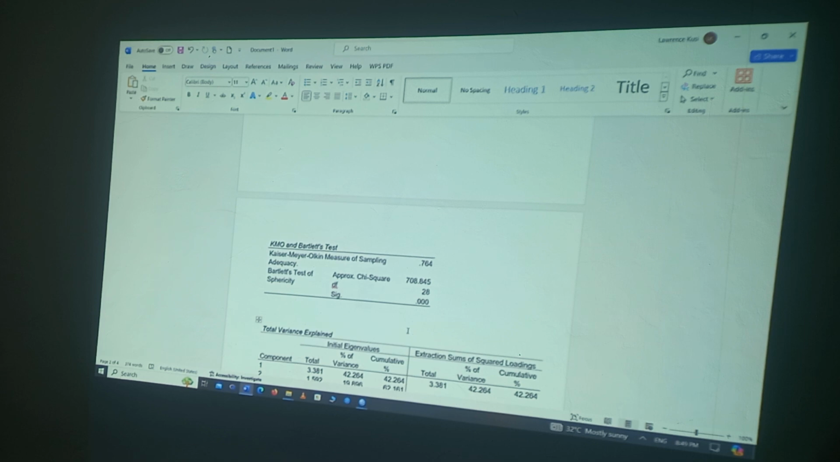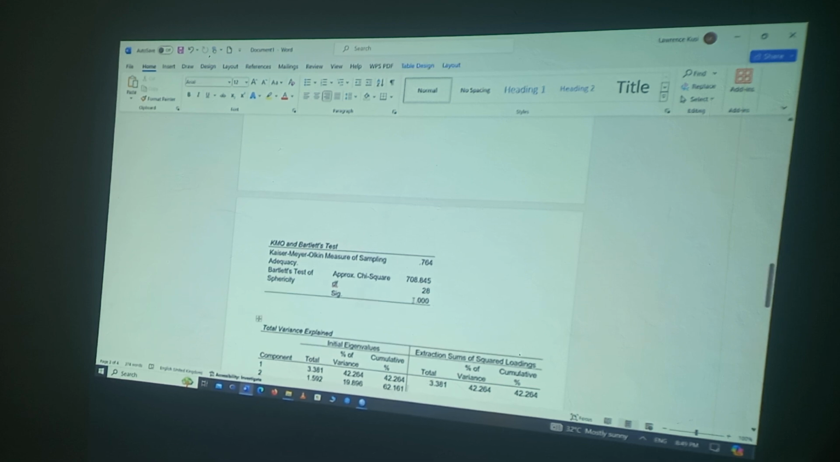It is? Are you sure? I said that if the sig value is above 0.05, then it is identity matrix. If it is below that or equal to 0.05, look at the sig value, it's significant. So it's not what? It's not identity matrix. Okay, so those two assumptions are fine.